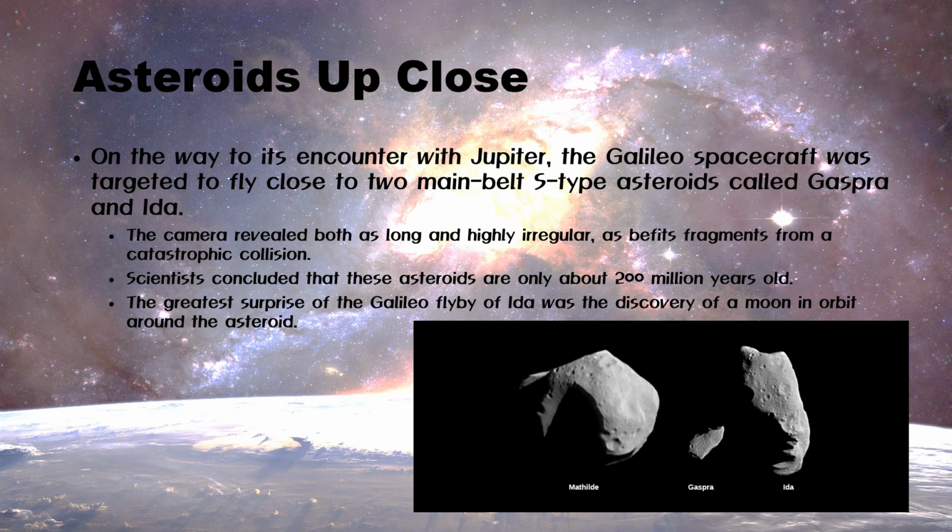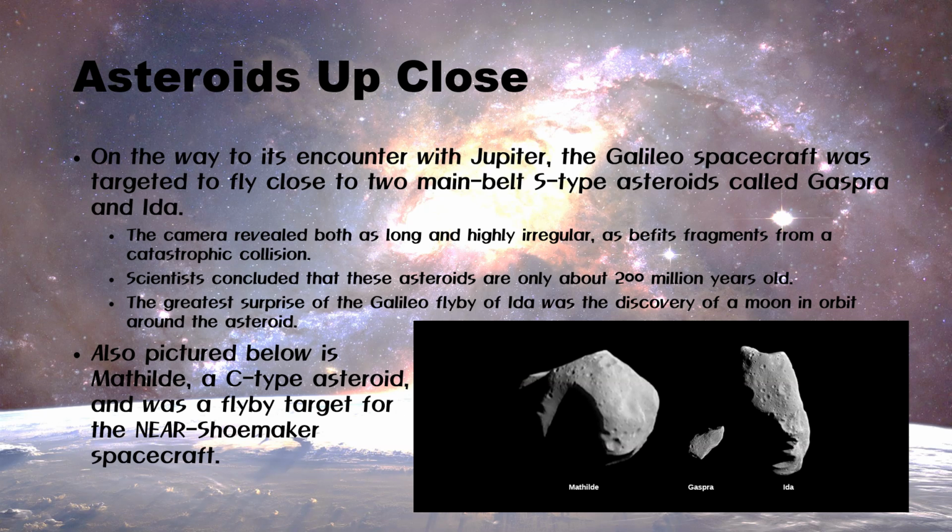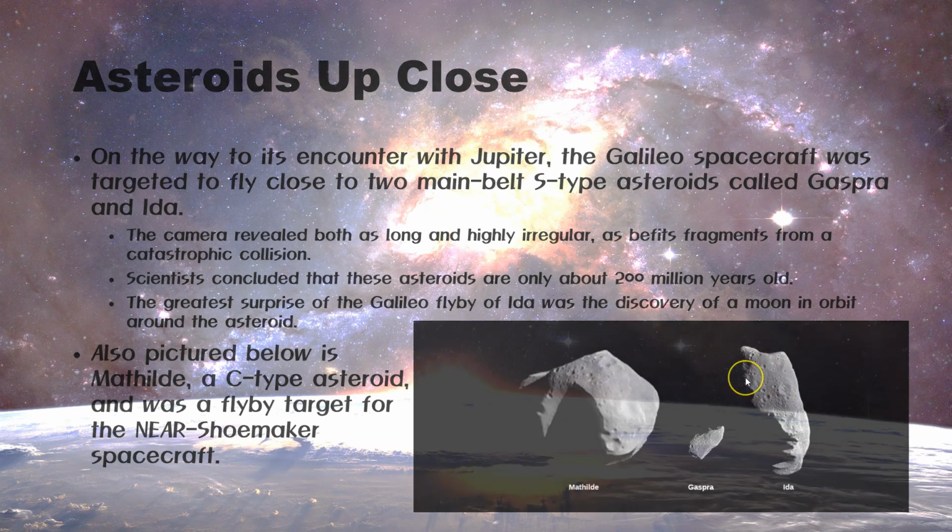Now, the greatest surprise of the Galileo flyby of Ida was the discovery of a very tiny moon in orbit around the asteroid. Also pictured in this image, you can see Mathilde, a C-type asteroid, which was a near flyby target for the NEAR Shoemaker spacecraft. And you can see how it has a rounder shape rather than the more irregular shapes that we see with Gaspra and Ida.